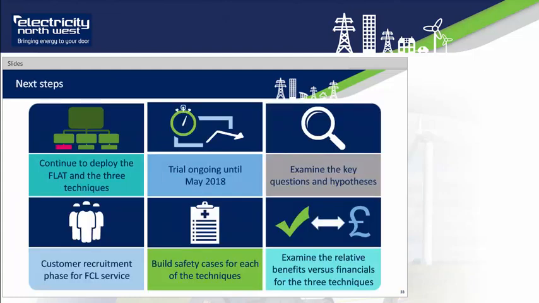The next step from today is to continue to monitor techniques for the remaining 9 months to see how the techniques work. We will be reviewing and examining the key questions of the project with the aim to answer them. We'll still continue ongoing customer recruitment for the fault current limit service. We will be building the safety and reliability cases for each of the techniques to be deployed across the UK DNOs. We'll be producing a business case and cost benefits for the various fault level mitigation techniques.